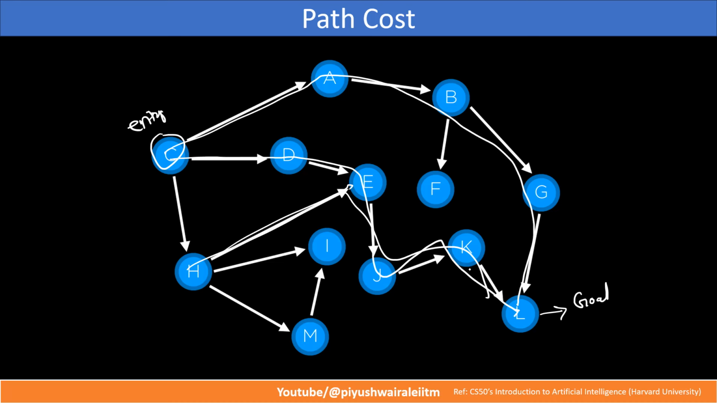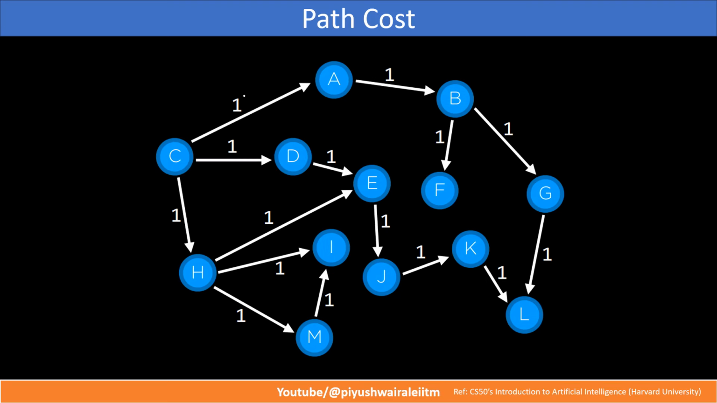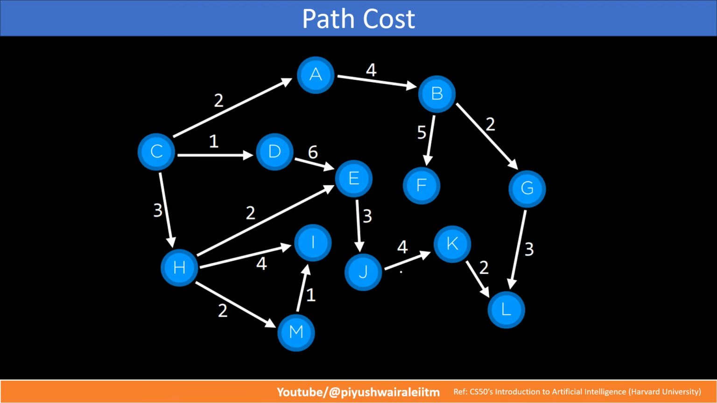For the 15 puzzle problem, the path cost for each action is 1. Either we can move the tile up, down, left, or right, anywhere. So that is the cost associated with this particular problem, and that's what we have discussed. Not every problem will have the same cost associated with particular actions. Some problems will have more cost. If we go by this path, it will take 2 units. It will take fewer units if I go by this.